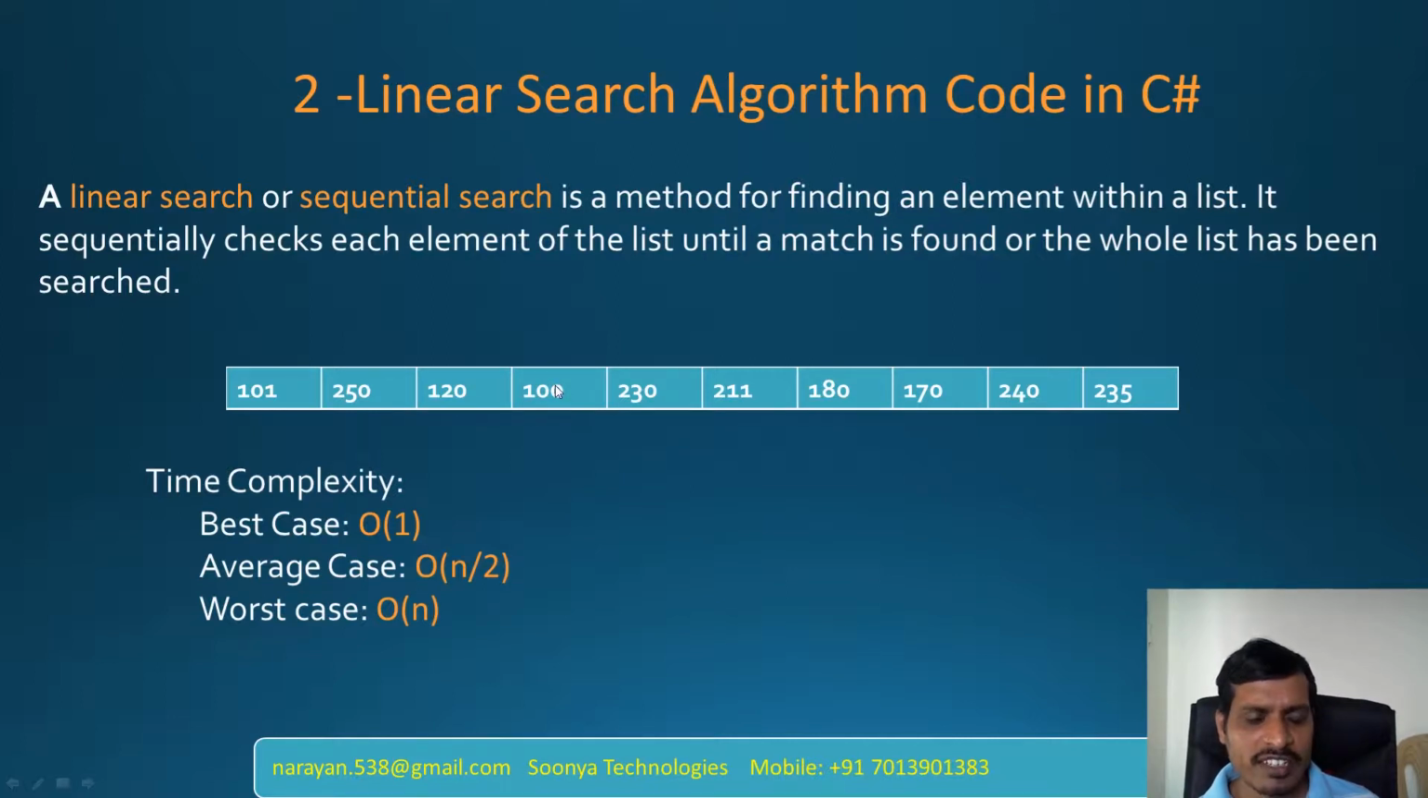So the linear search algorithm will check from starting to ending. Time complexity for the best case is big O of 1, average case is big O of n by 2, worst case is big O of n. The linear search algorithm is used for unsorted items.